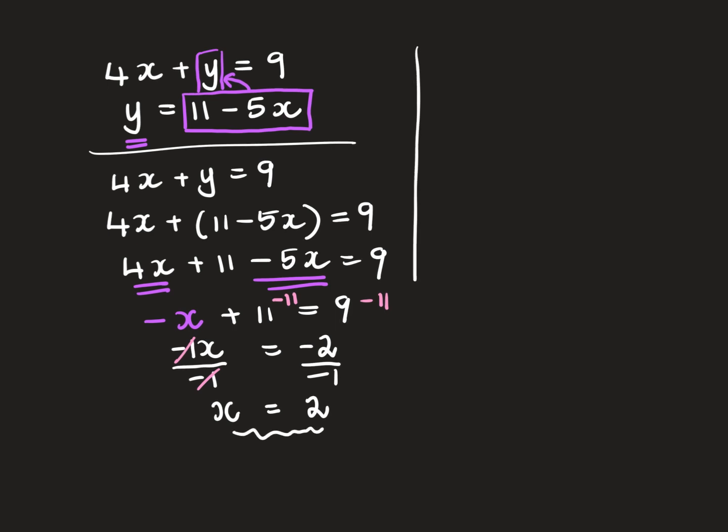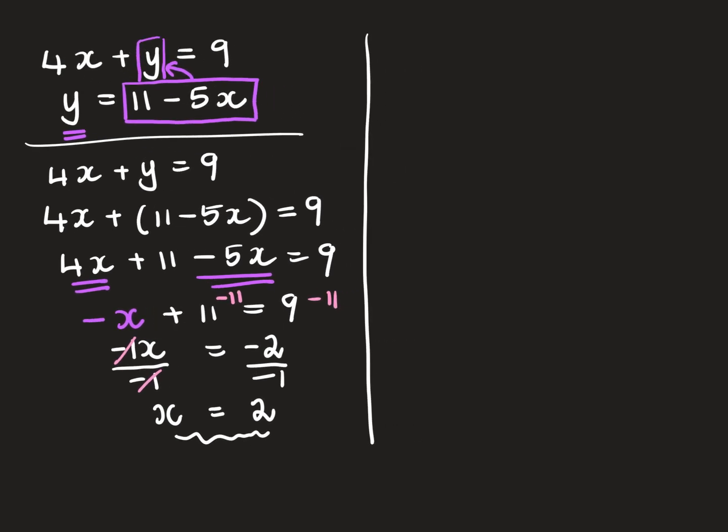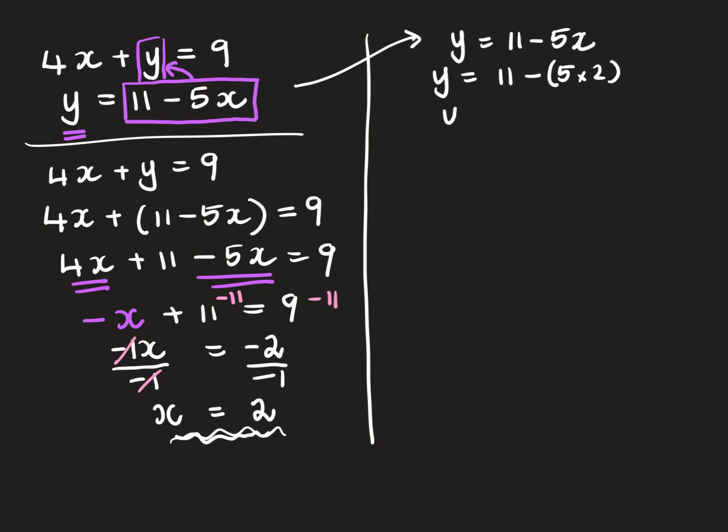Have I finished yet? No, I haven't. I need a y equals as well. I'm going to use this equation. Y equals 11 minus 5x. Y equals 11 minus, well, here's x equals 2, 5 lots of 2. 5 lots of 2 is 10. 11 minus 10 is 1. So our solution here is x equals 2, y equals 1.